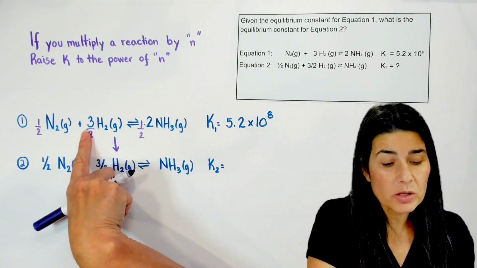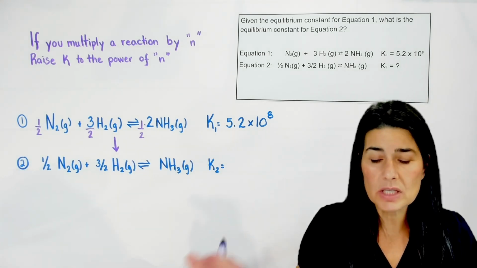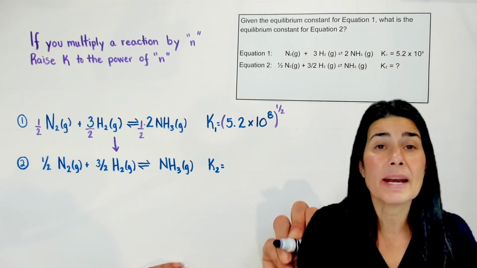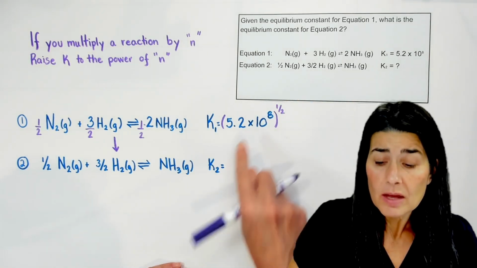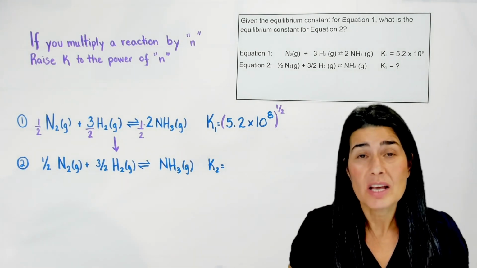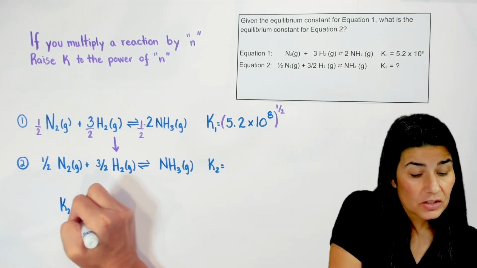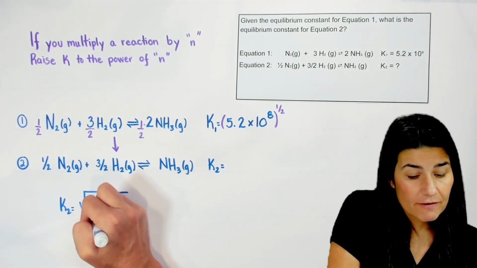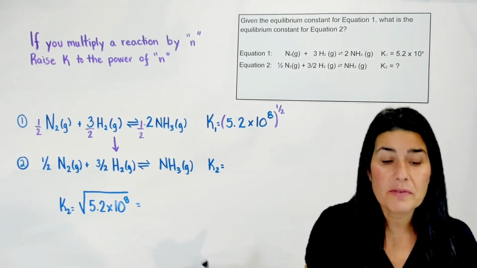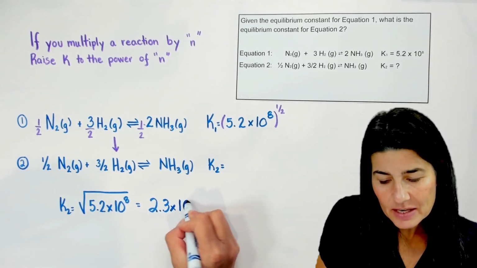So if I multiply all of my terms, or my reaction, by 1/2, what I do to the K value is I raise this K to that power, the 1/2 power. Now, the 1/2 power is the same thing as a square root. So our new K2 here will be the square root of 5.2 times 10 to the 8th, and that new value will be 2.3 times 10 to the 4th.